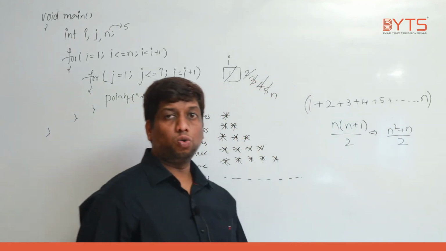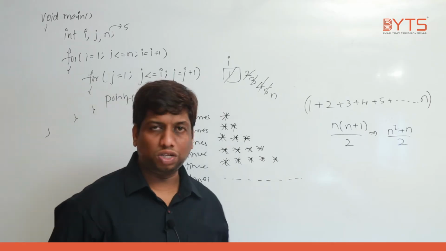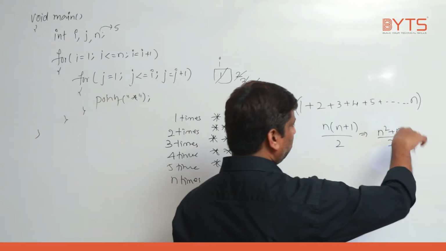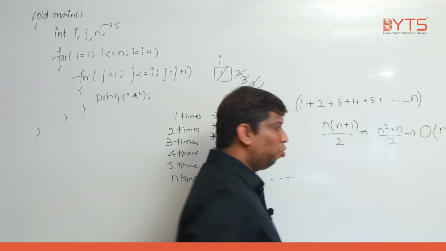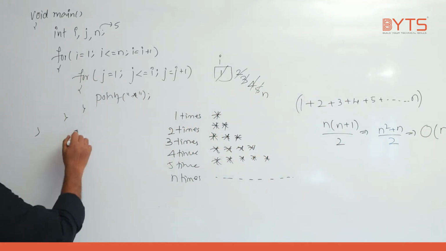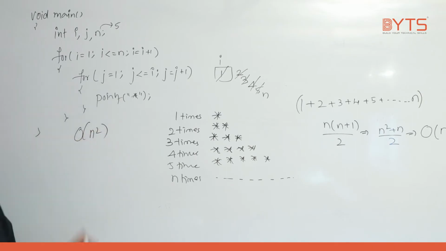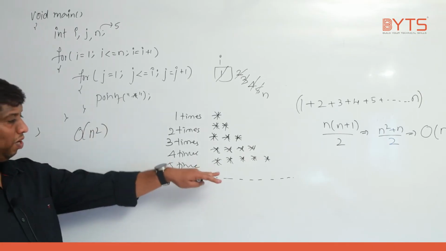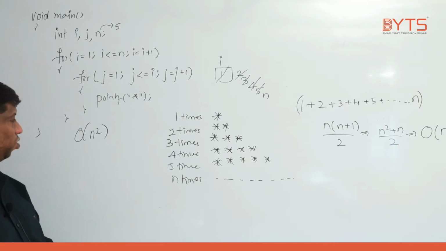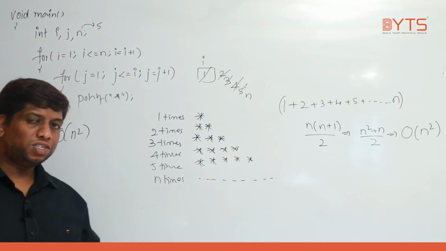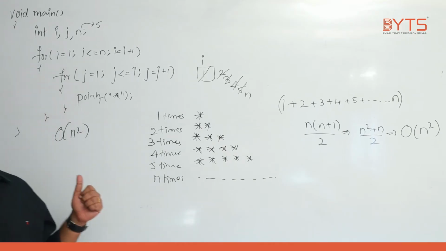Now, we are interested in taking the dominating term. Here, what is the dominating term? n square. So, the time complexity of this program will be O of n square. That is what we are able to do. So, instead of printing stars, we estimated the time complexity, right? So, what is the time complexity of this one? O of n square. Understand, the previous example also O of n square, this is also O of n square.